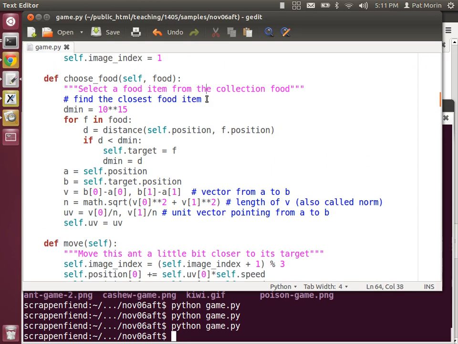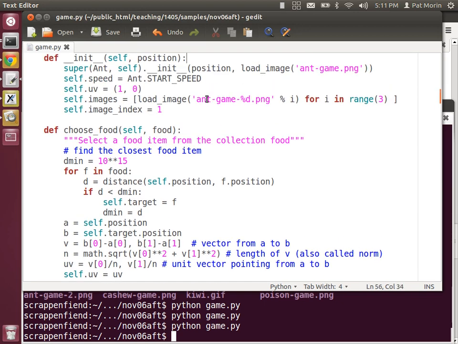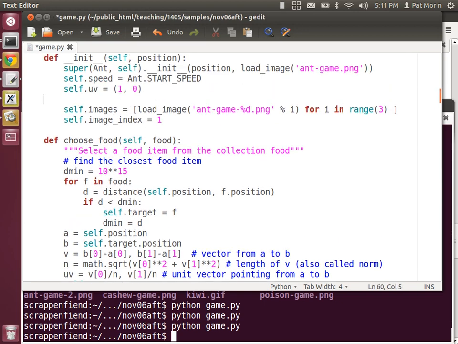Okay, so I think in the next 10 minutes we can even get the turning to work really nicely. If we want this ant to turn a bit more realistically, we don't want it to just go get its food and immediately change directions. We'd like it to actually have a direction that it's going in, and that direction changes slowly over the course of several frames.